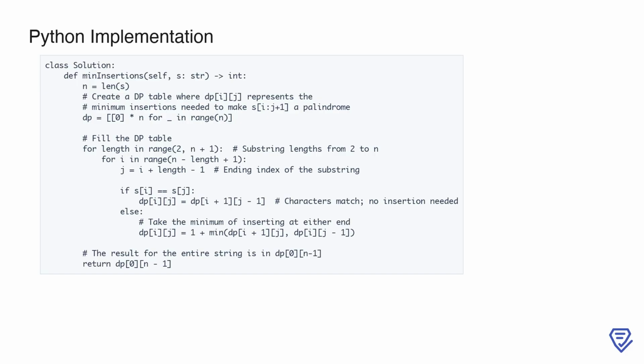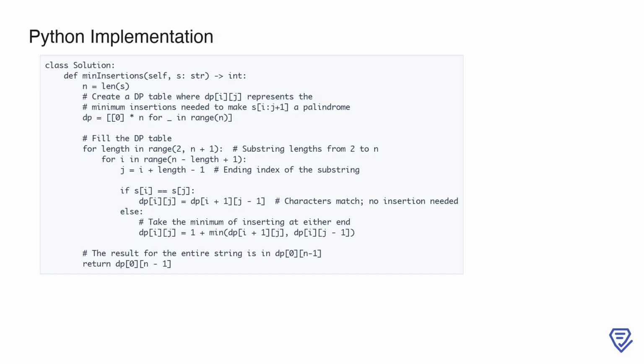The outer loop iterates over possible substring lengths, starting from 2 up to the length of the string. For each substring length, we calculate values for all possible substrings of that length by iterating over their starting index i. The ending index j is determined as i plus length minus 1. For each substring s[i..j], if the characters at both ends, s[i] and s[j], are equal, no new insertions are required.